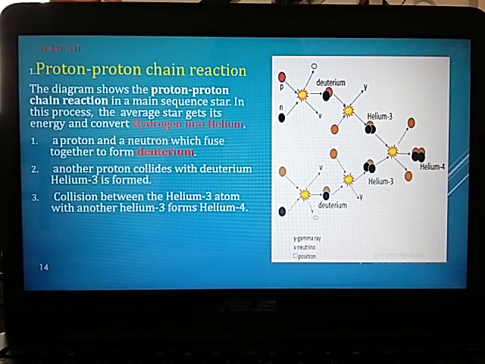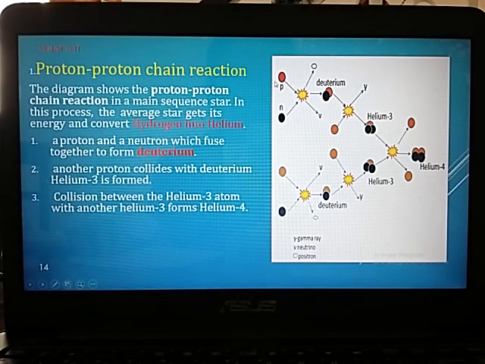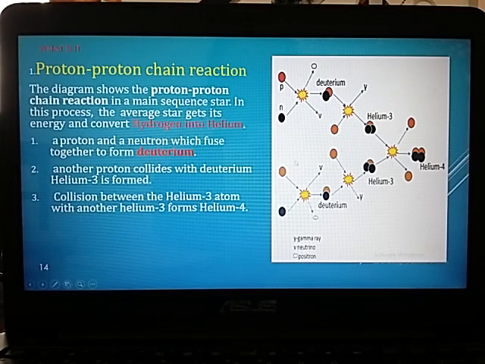Proton-proton. So alam niyo yung proton. Proton, ano ba yung proton? It has a charge of positive and it is found in the nucleus. So ito ang proton-to-proton chain reaction. So ito yung proton, another proton, kapartner niya ang neutron. A proton and a neutron fuse together to form a deuterium.